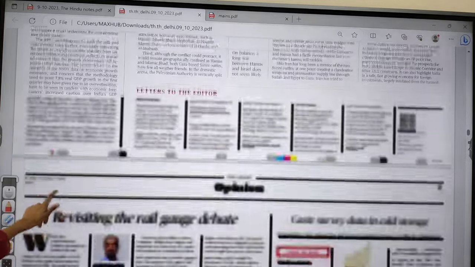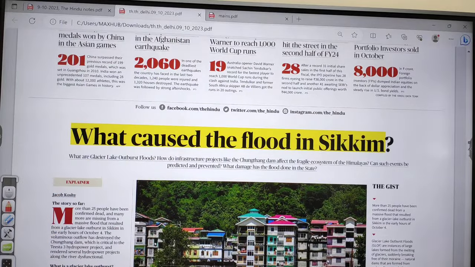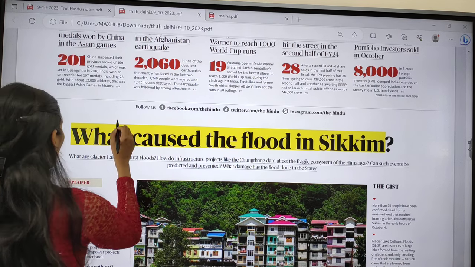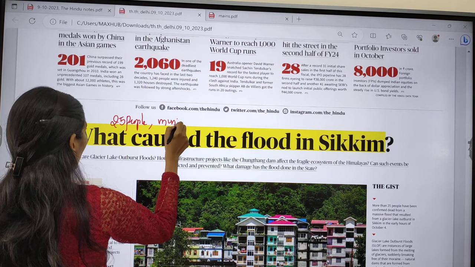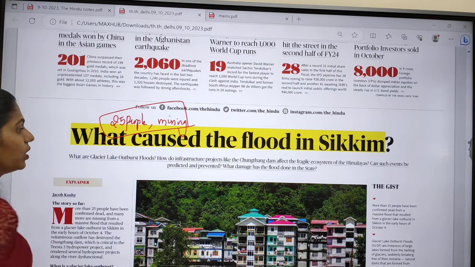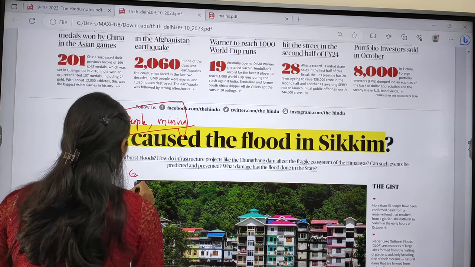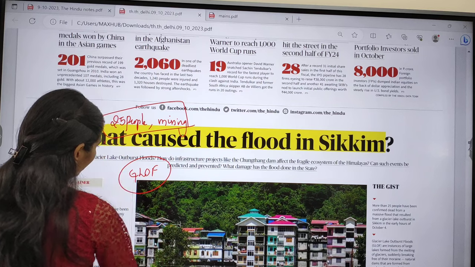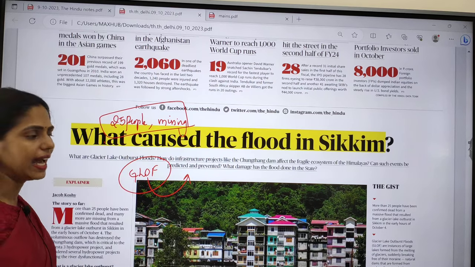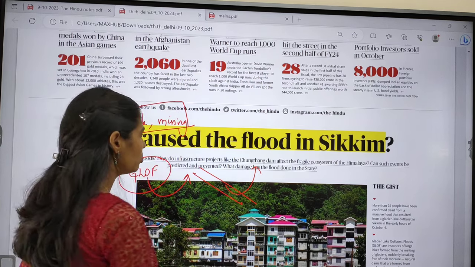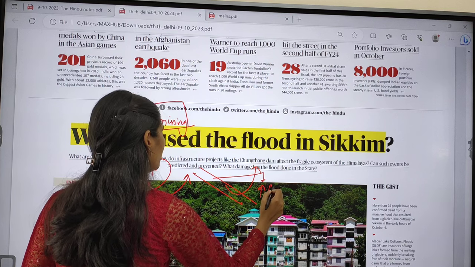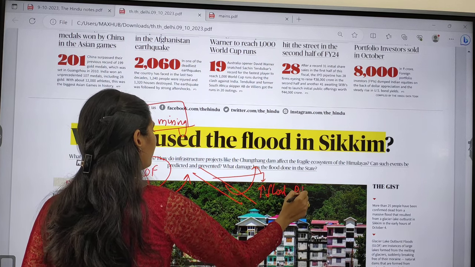And next topic, it is about what are the reasons, what are the causes for the flood in Sikkim. So as you all know, about 25 people died and many people are missing. And among the missing people, even army personnel were there. So here, what is the reason? The reason here is the glacial lake outburst flood. So because of this flood which affected a dam, that dam is Chungthang Dam. And because of this, what happened? There is increased flood-like conditions in River Teesta.